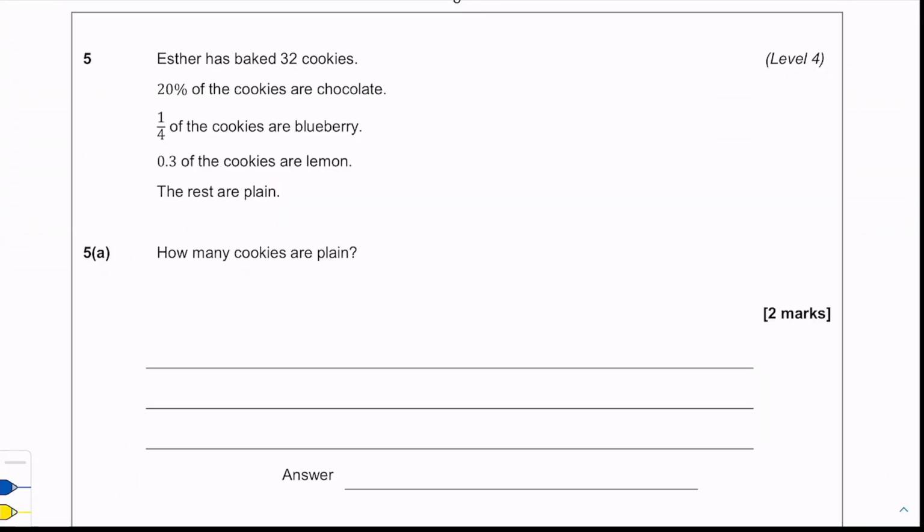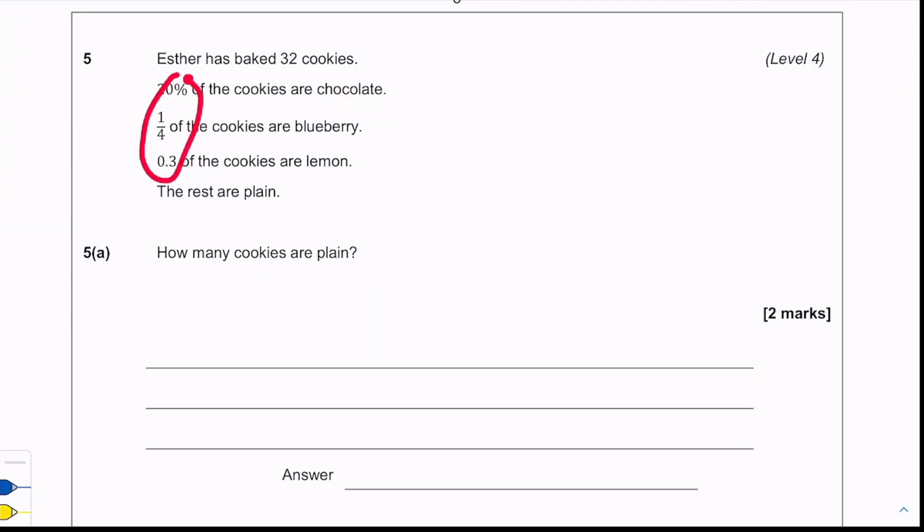Okay, next one. So this one's a little bit different. We've got some words pretty much, so we just need to pick up some information from the words. Okay, so Esther, I think that's how you say it. That's a hard name to say. Has baked 32 cookies. 20% of the cookies are chocolate, a quarter are blueberry, 0.3 are lemon, the rest are plain. How many cookies are plain?